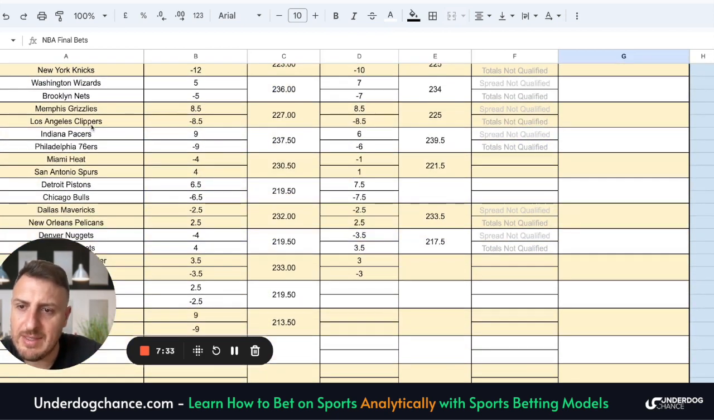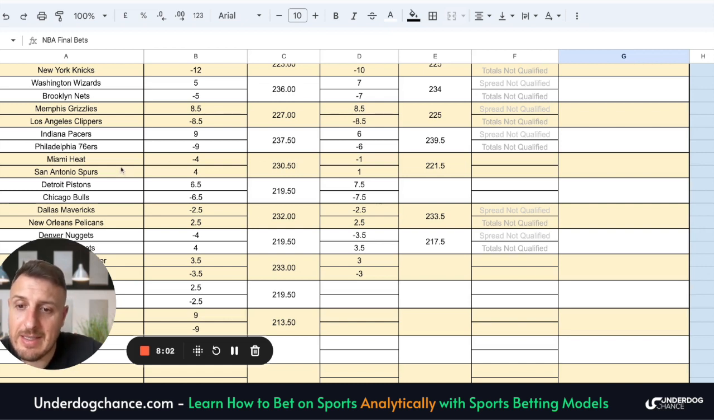Washington Wizards against Brooklyn, minus 5, minus 7, a 2-point difference, not good enough. Then we have Memphis, Los Angeles Clippers, my lines and bookmakers' lines are basically the same. Indiana, Philadelphia, this is a 3-point difference. I have Philadelphia at minus 9, bookmakers minus 6. So a small lean with Philadelphia to cover this minus 6 spread. I didn't check what the lines were later because this is something I did much earlier. The video comes out much later.